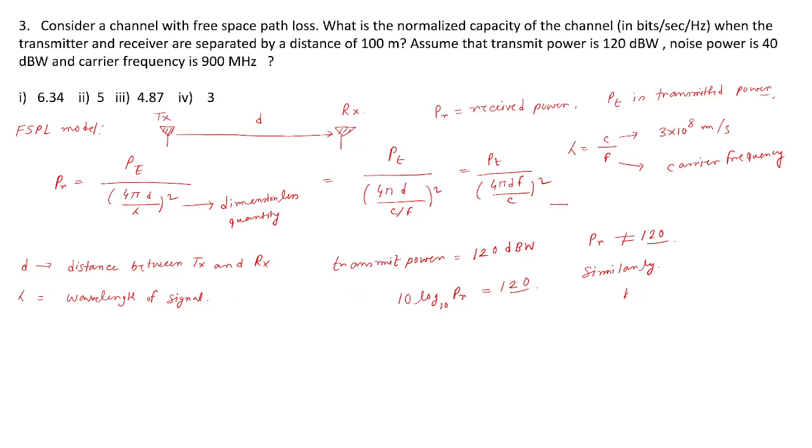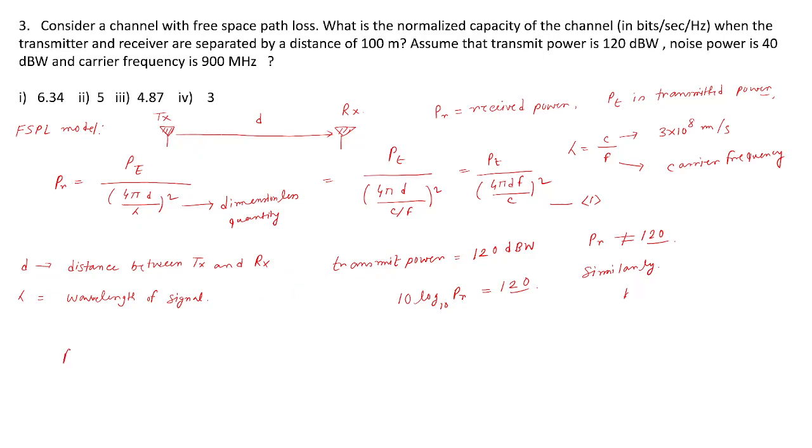Therefore we take logarithm, like convert this to unit on both sides as dB, because to find normalized capacity of channel we first know the PR. PR is the received signal power that we need to know, and since PT is given in terms of dB watt, it's convenient to find PR also in dB watt. We can later transform it.